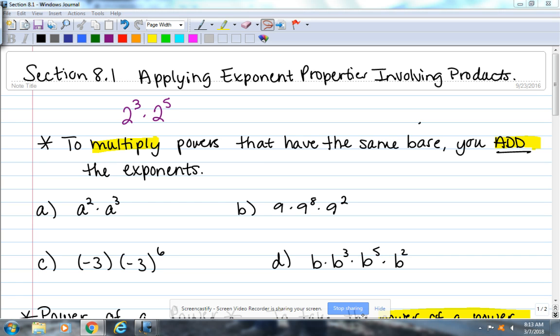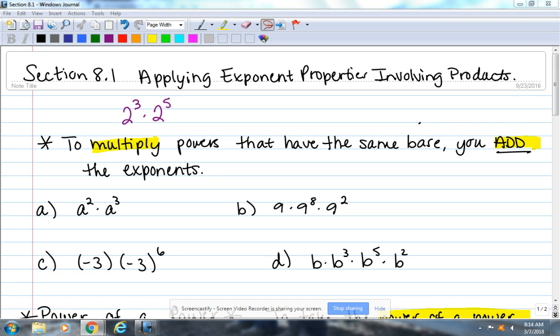Okay, so this lesson is the first lesson on exponent rules. It says apply using products. What are products? It's the answer to multiplication. Very good. So we're going to be dealing with lots of multiplication today. And the rule for multiplying powers that have the same base, you add the exponent.